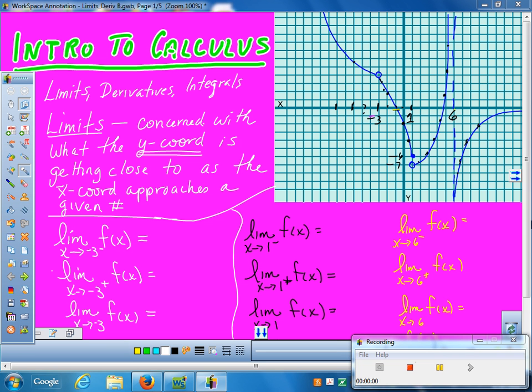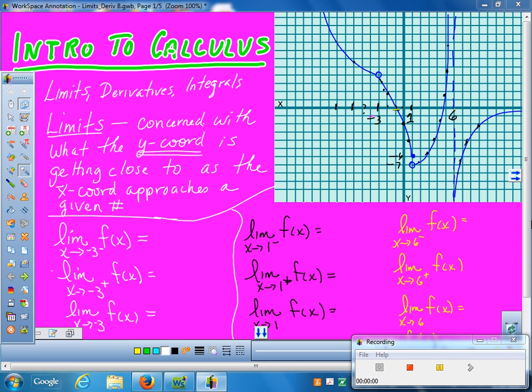They're concerned with what your y coordinate, because when you fill x into a function, you're getting the y coordinate. They want to know what the y coordinate is getting close to as your x coordinate approaches a number. It's all about what happens when I get close to something, not when I'm smack on it. Limits are the whole idea of getting close, and you have to see it done a few times before it makes sense.